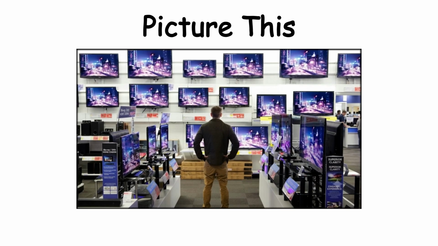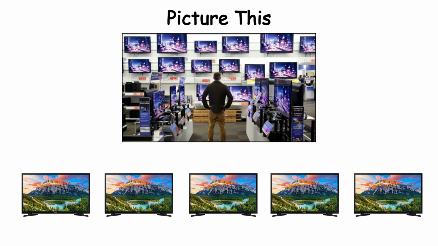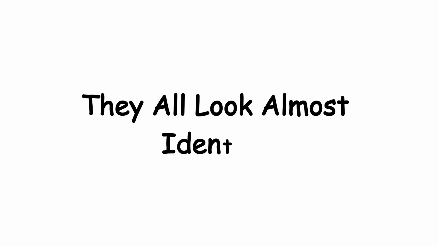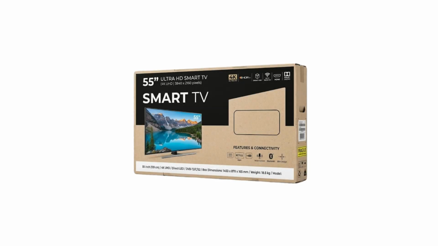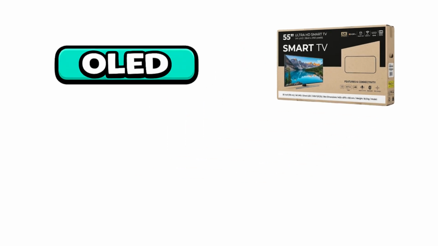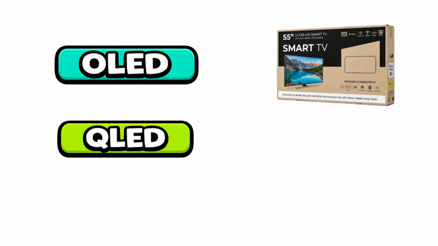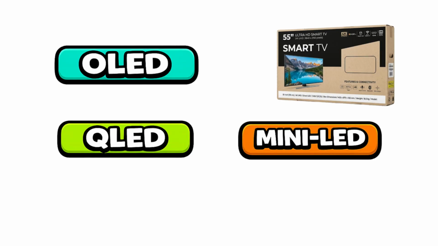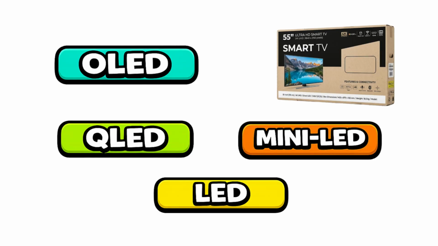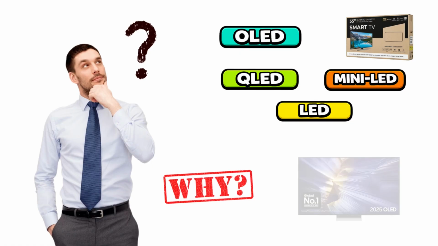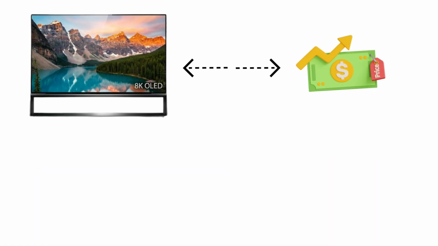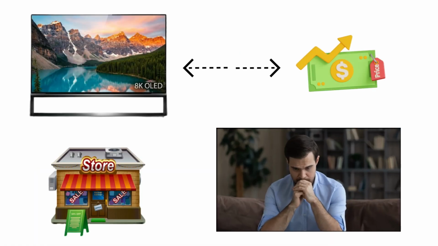Picture this, you're standing in the store, 5 TVs in a row. They all look almost identical, except the letters on the boxes. OLED, QLED, Mini LED, LED. Which one do you pick? And why does the brightest, most expensive TV in the store so often become the biggest disappointment at home?